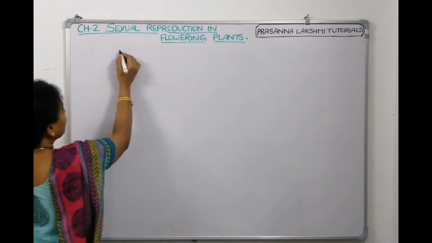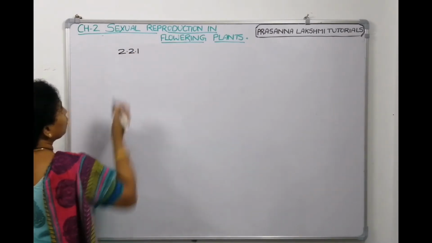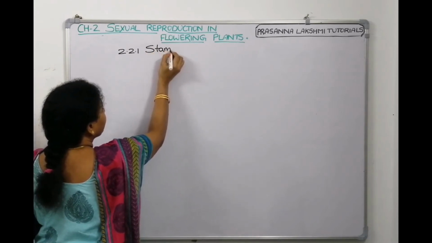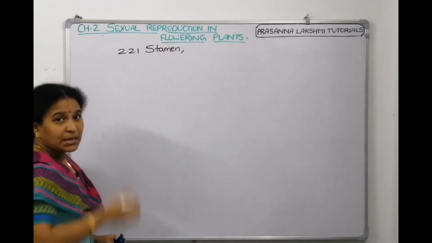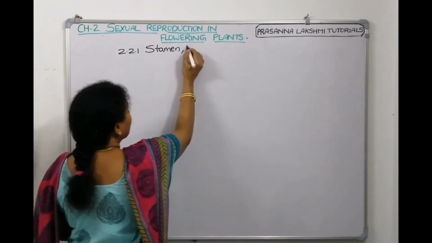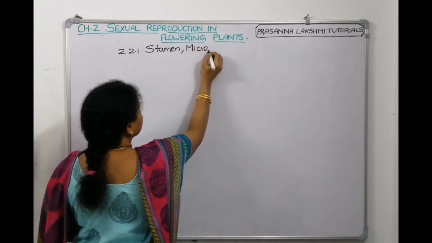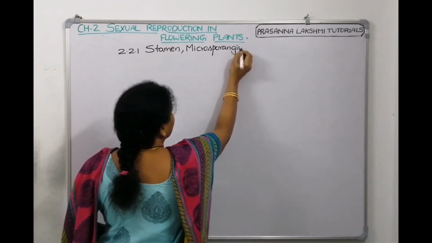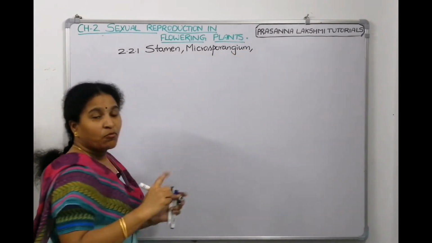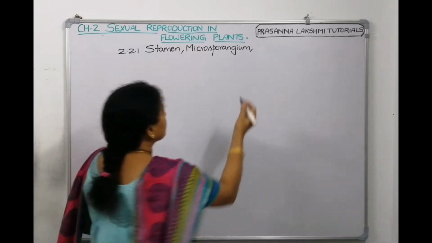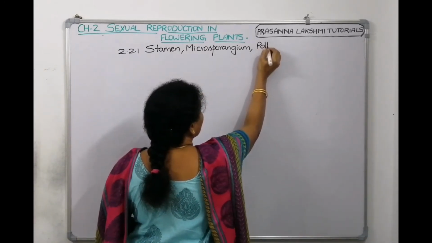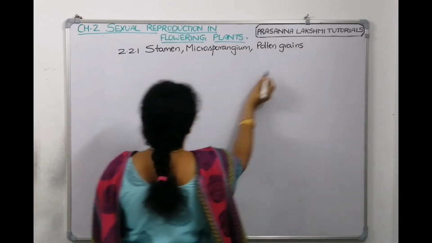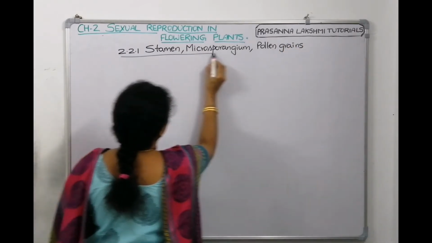So we are talking about 2.2.1 in NCERT. It talks about stamen. What does the stamen contain inside? Microsporangium, and microsporangium releases pollen grains. So this is the side heading, pollen grains. Now this we will discuss in today's session.